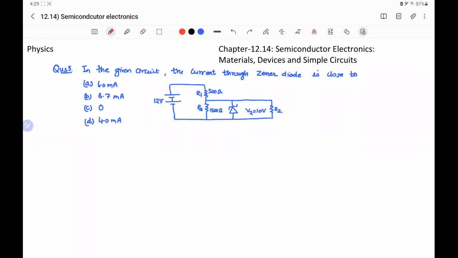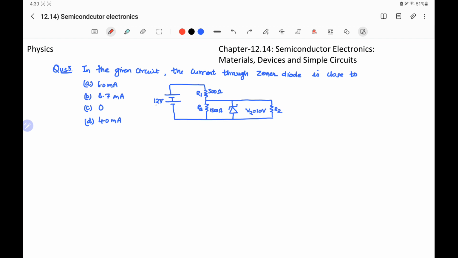Fifth question is, in the given circuit, the current through the Zener diode is close to, options are 6.0 milliampere, 6.7 milliampere, 0 and 4.0 milliampere. The circuit is the voltage regulator circuit, in which Zener diode acts as a voltage regulator because under the reverse breakdown condition, the voltage across the Zener diode remains constant.